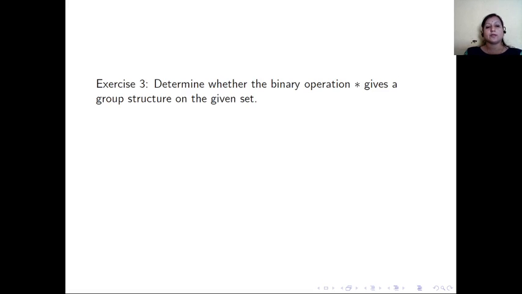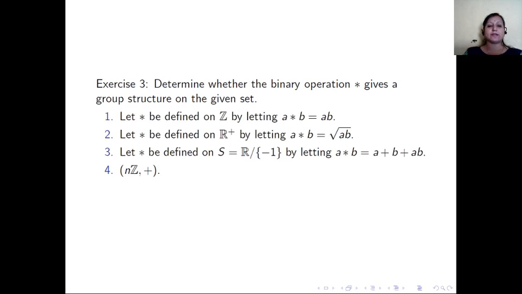Now this is the exercise for you. Determine whether the binary operation star gives a group structure on the given set. So first, star is defined on Z by letting a star b is equal to ab. So product is defined, and we have seen that Z is not a group under this multiplication. See, this a into b is the usual multiplication.